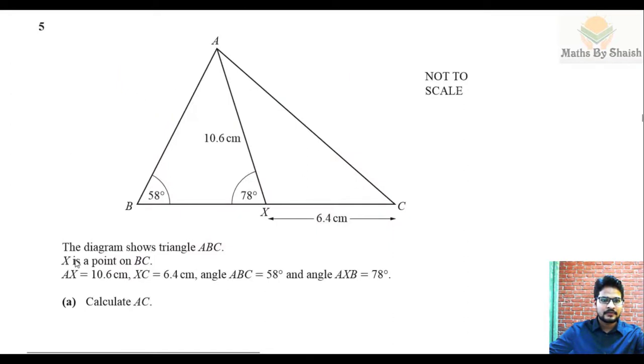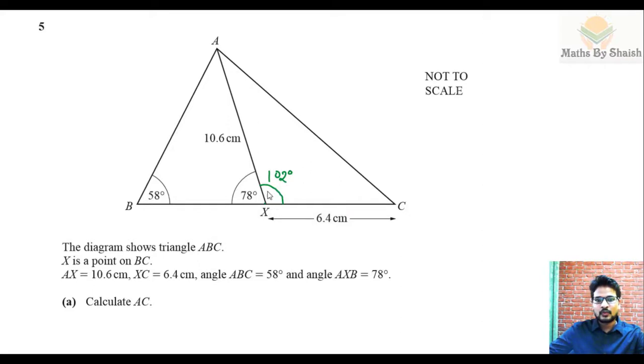And here's the fifth question. The diagram shows the triangle ABC, and X is a point on BC. AX is 10.6 centimeters, XC is 6.4 centimeters, angle ABC is 58 degrees, and angle AXB is 78 degrees. Calculate AC. So if this angle is 78 degrees, then we can calculate this angle. Of course, 180 minus 78 is 102 degrees.